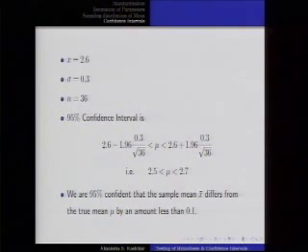So this is the notational representation of our data. X bar is 2.6, sigma is 0.3, and n, the sample size, is 36. We know that the 95% confidence interval has lower end point x bar minus 1.96 into sigma by root n, and upper end point x bar plus 1.96 into sigma by root n. So substituting the values of x bar, sigma and n, we get that mu is between 2.5 and 2.7.